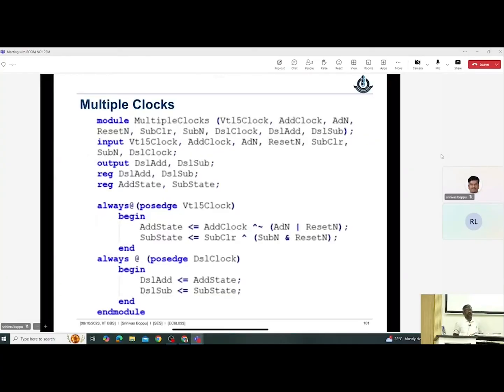So now we can also have multiple clocks. Again, take a minute or two and come up with a synthesized diagram for this.